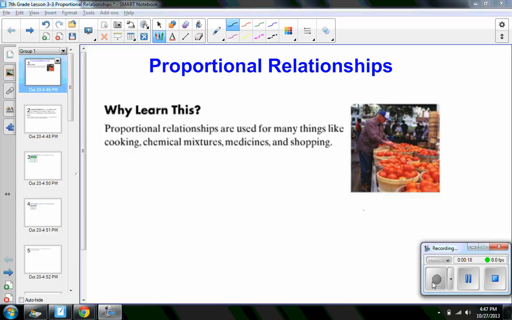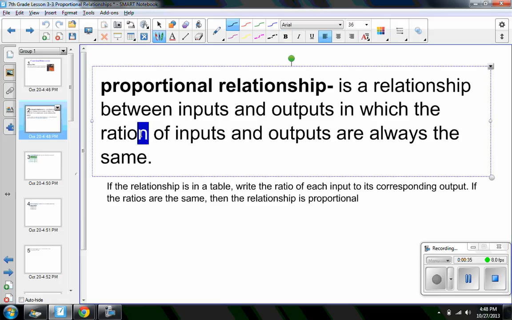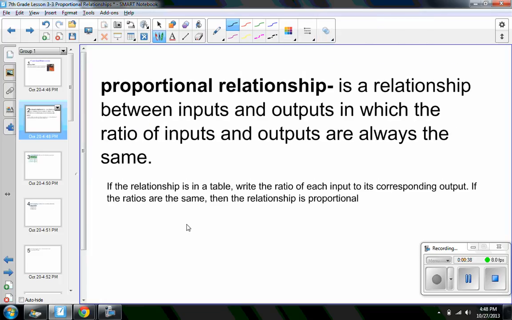They are used in many things like cooking, chemical mixtures, medicine, shopping, and those are just a couple of examples where proportional relationships are. So what are they? It's the relationship between inputs and outputs in which the ratio of inputs and outputs are always the same. If the relationship is in a table, you can write the ratio of each input to its corresponding output, and if the ratios are the same, then the relationship is proportional. And we're going to look at exactly what this means. So you want to make sure you write down what a proportional relationship is.